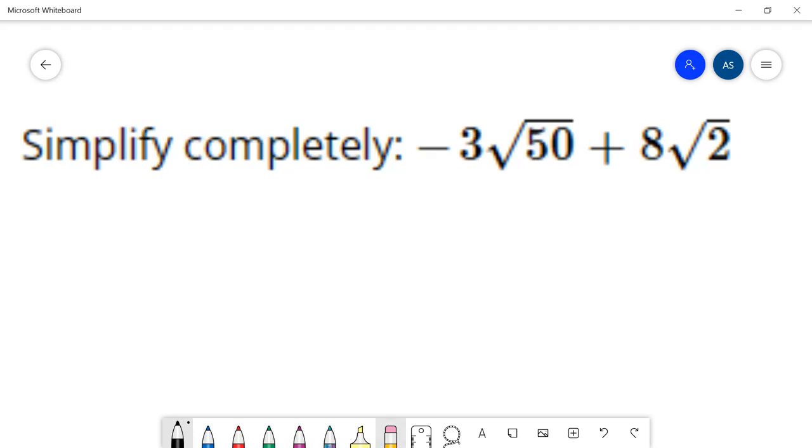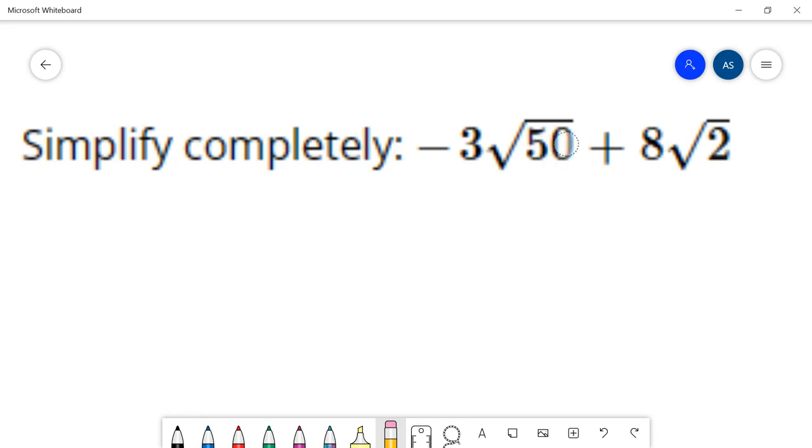All right, question 20 here, we have simplify completely. -3 square root of 50 plus 8 square root of 2. So here we're adding radicals together. In order to add or combine radicals together, we need to have like radicals. That means they have to have the same index. Both of these are square roots, and they have to have the same number under the radical. So these are not like radicals. Right now we cannot combine them together because they have different numbers underneath the radical.